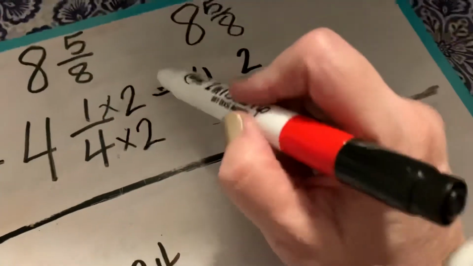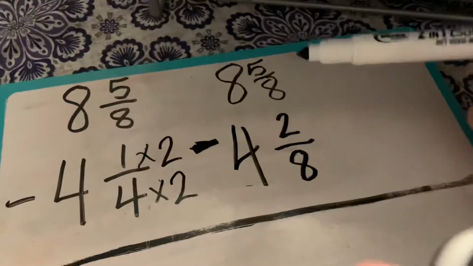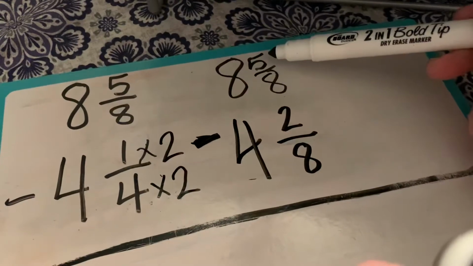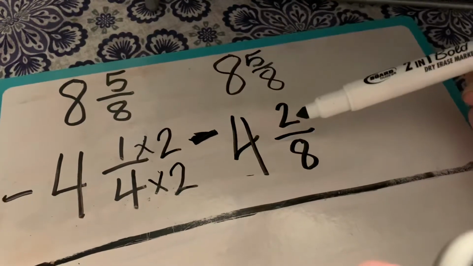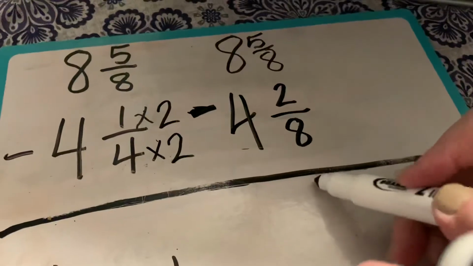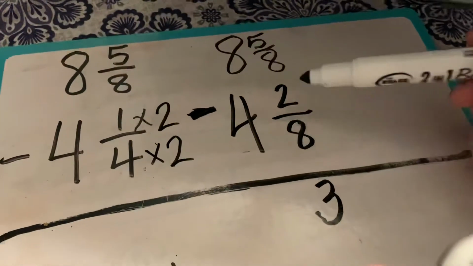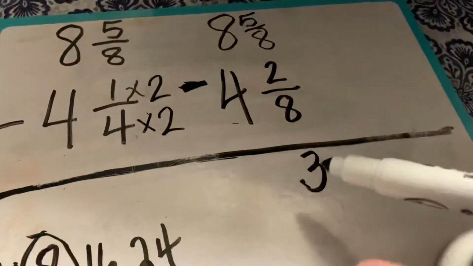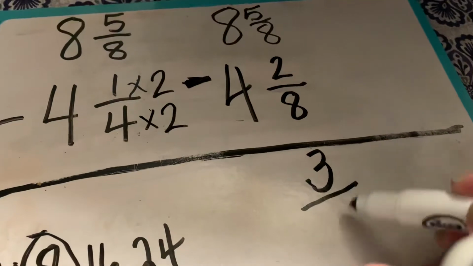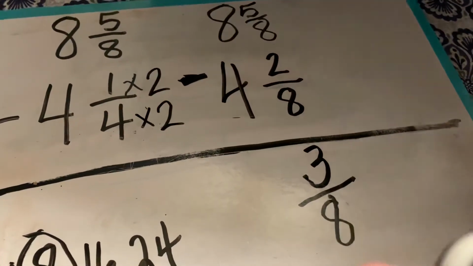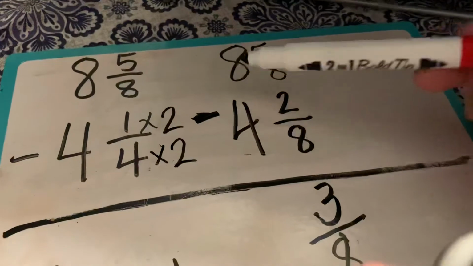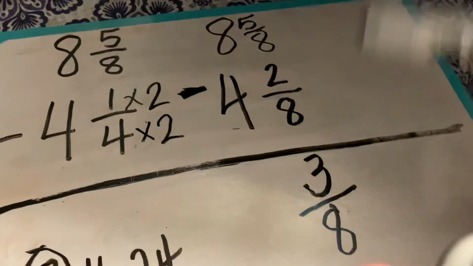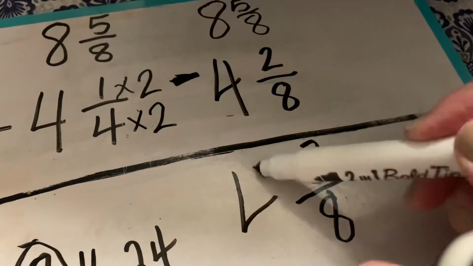Again, we are subtracting. So I'm going to subtract my fractions first. I do that by looking at my numerators. So 5 minus 2 is 3. Just like when we add fractions, our denominator stays the same. So I'm not subtracting my denominators, I'm just bringing them down. So I'm going to bring down my 8. And then I'm going to look at my whole numbers, and I'm going to subtract those as well. So 8 minus 4 is 4. Okay?